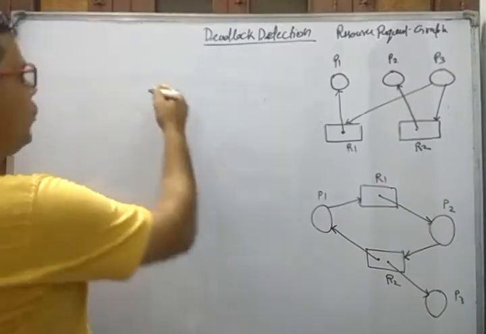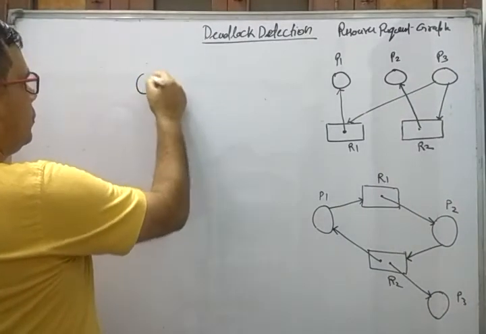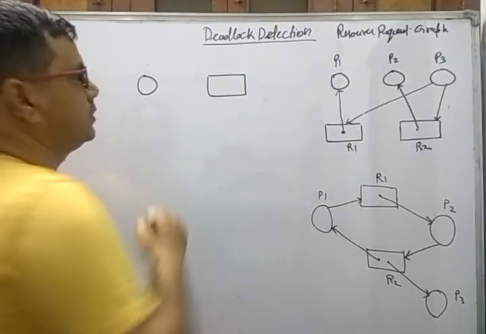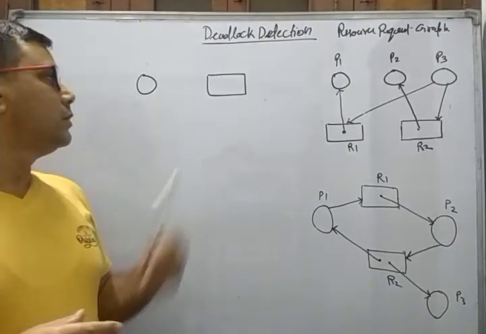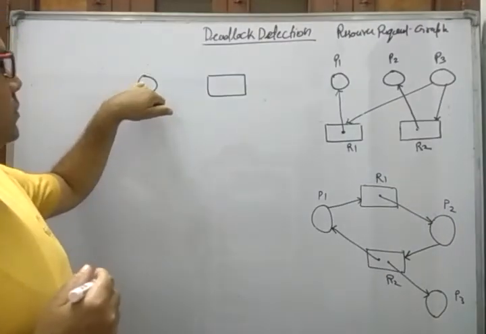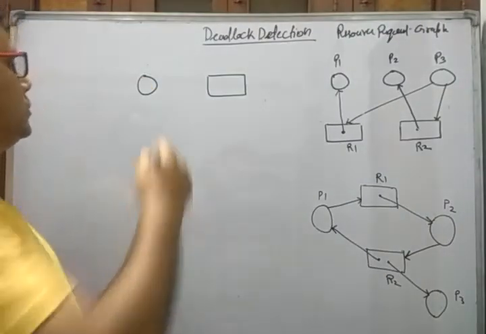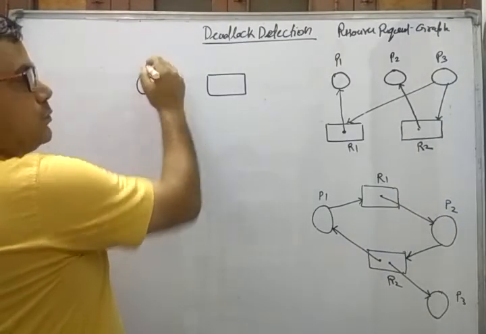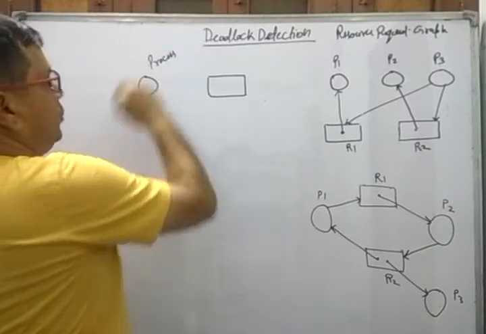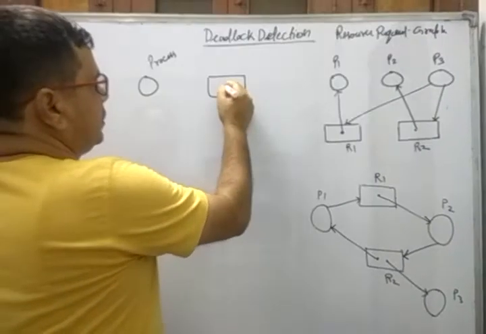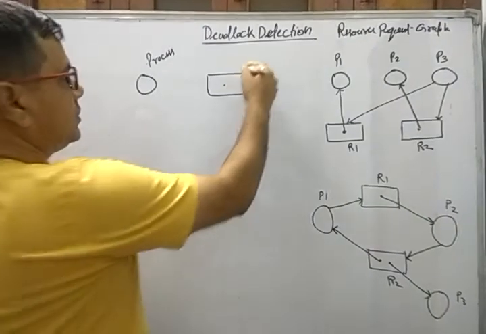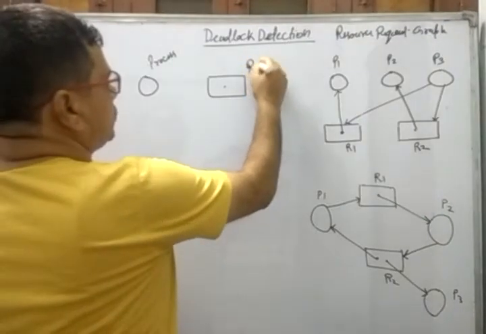Now look here, there are two kinds of nodes. First is in the form of a circle and second is in the form of a rectangle. The node which has a circle shape represents a process, and the node of rectangular shape represents a resource.